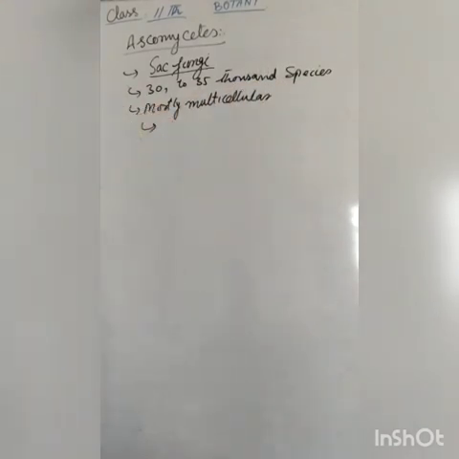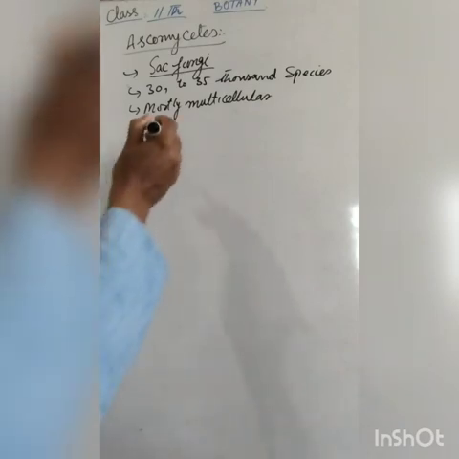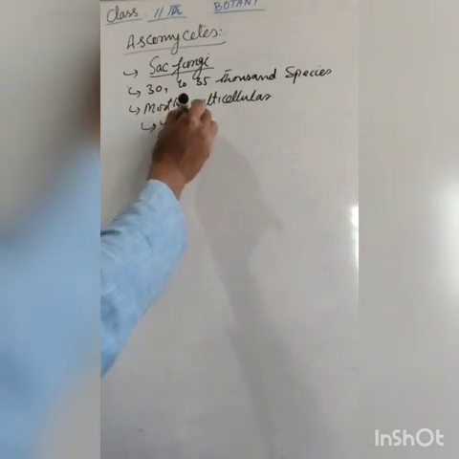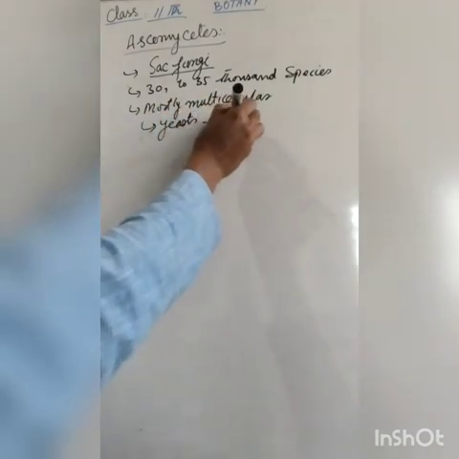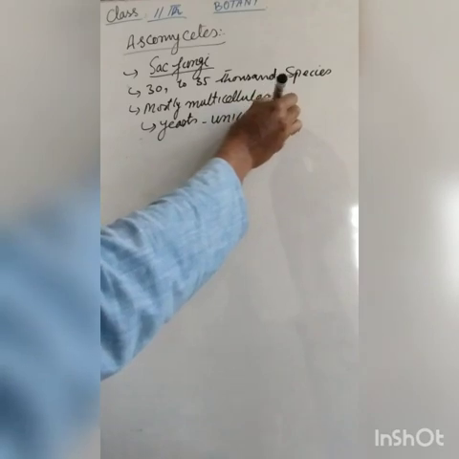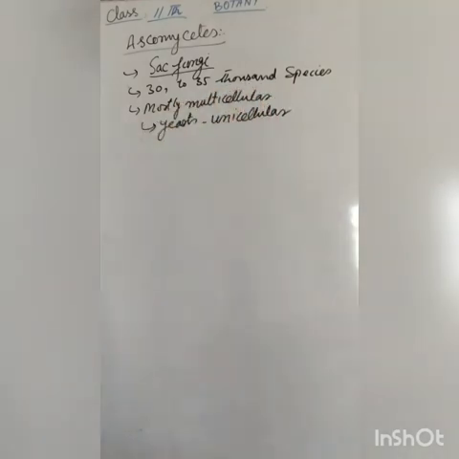However, there is a small group included in the Ascomycetes that is called yeasts. Yeasts are unicellular, but because of their cell structure, reproduction, and the chemical composition of the cell, they are similar to Ascomycetes.